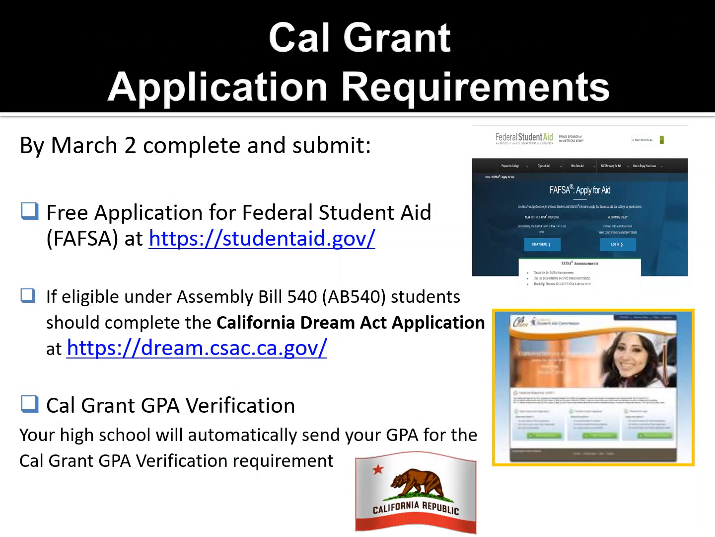The Cal Grant application requirements: complete and submit by March 2nd, if you're doing the FAFSA or the California Dream Act. March 2nd is very important for both of these applications. And then the Cal Grant GPA verification. Your high school, like I mentioned before, will automatically send your GPA for the Cal Grant GPA verification requirement.